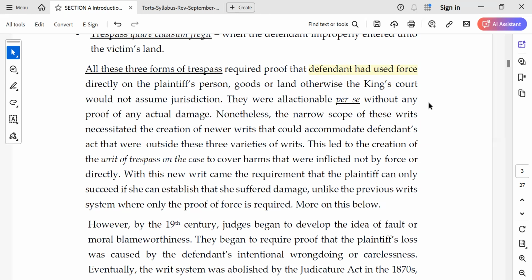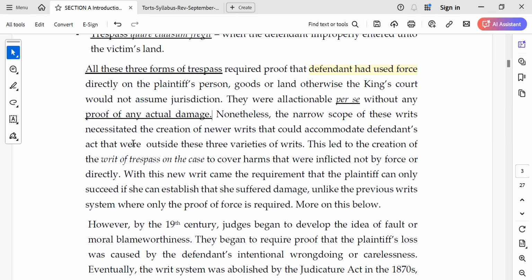Like for example, if somebody pushes my, okay, so there's a box, that's my box, okay, and you just throw it from the table down, उसमें damage हुआ कि नहीं, like something is broken or not, that is not seen. There need not be any proof of any actual damage, but the fact that you applied force to my goods basically, that is sufficient. You can see how little they needed to prove, right?